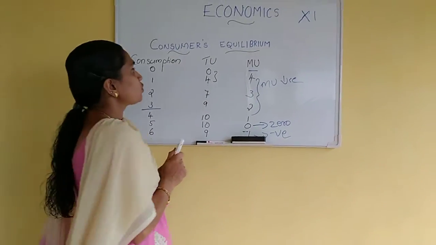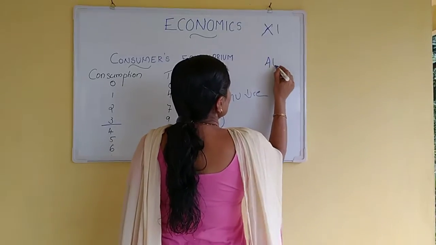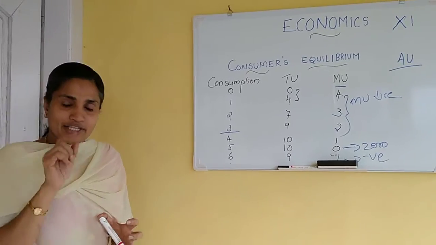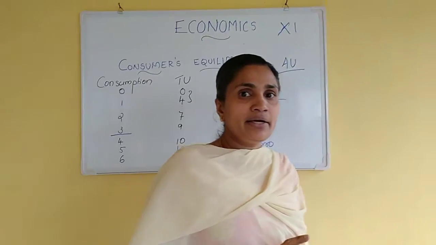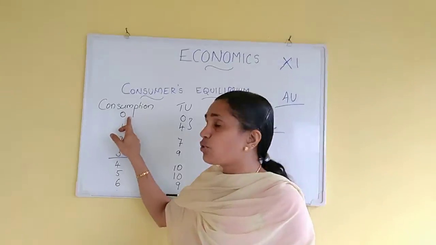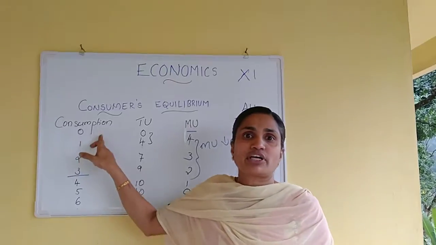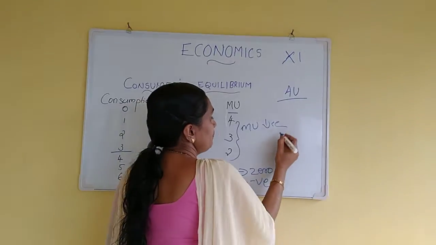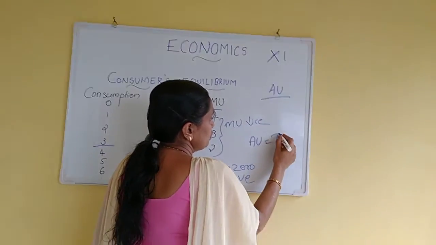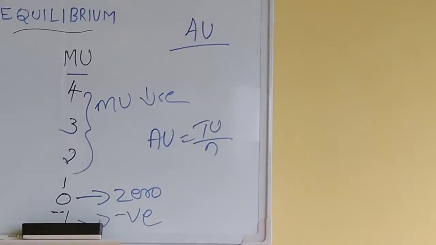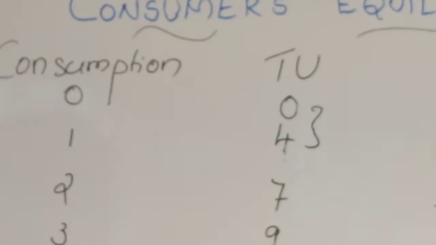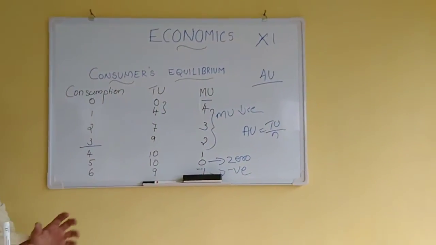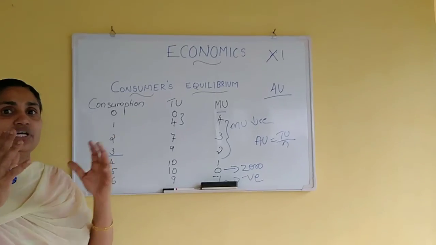One more concept I told you, that is average utility. You know how to calculate average, right? TU divided by N, the number of units of a commodity consumed. So what is the formula for calculating average utility? AU is equal to TU divided by N. That is average utility. Then we can discuss the relation between TU, MU and AU with the help of a diagram.